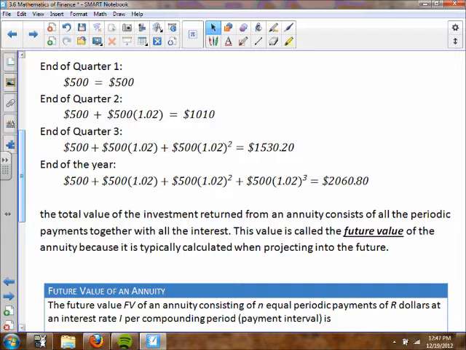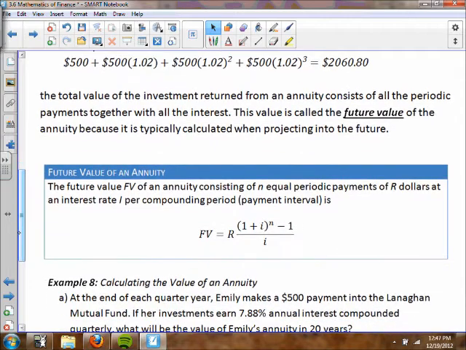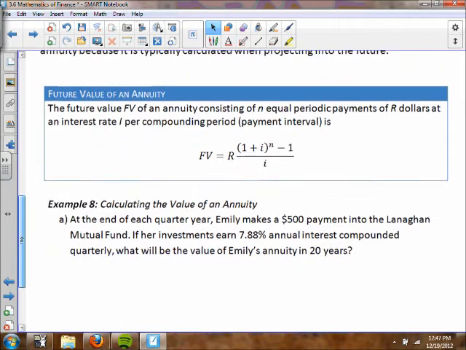How much did she actually put into her account out of her own money? $2,000. So she got back about $60.80 in interest. Make sense? That's what we're doing there. Now, the total value of the investment return from an annuity consists of all the periodic payments together with all the interest. This value is called the future value of the annuity because it is typically calculated when projecting into the future.